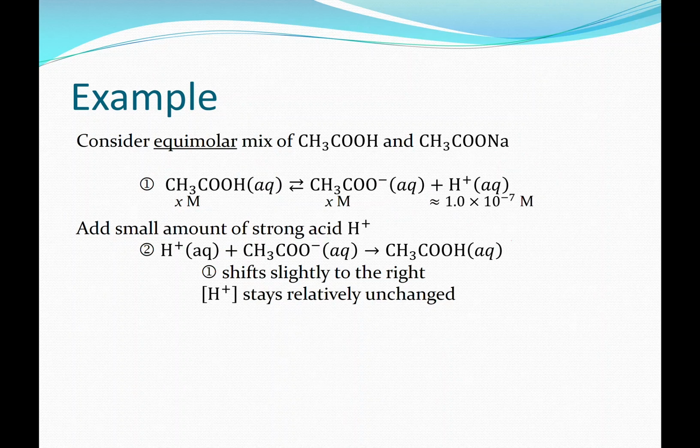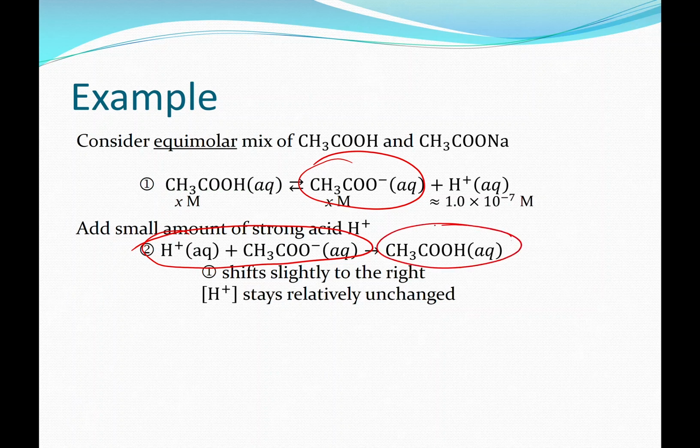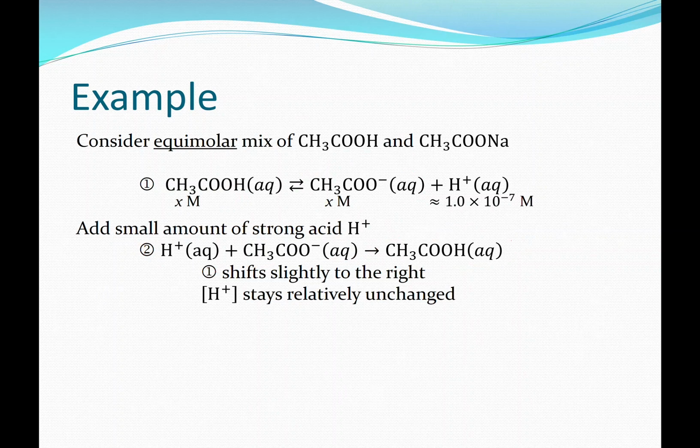We've added H plus to the solution, right? But there's enough of this acetate ion in there to basically completely react that H plus that we added from the strong acid and create the acetic acid, and then we're back into this equilibrium, okay? And so while the hydronium ion would change a little bit, it really isn't going to change very much even when we add this strong acid to the solution. Okay, so our pH is going to stay relatively constant.